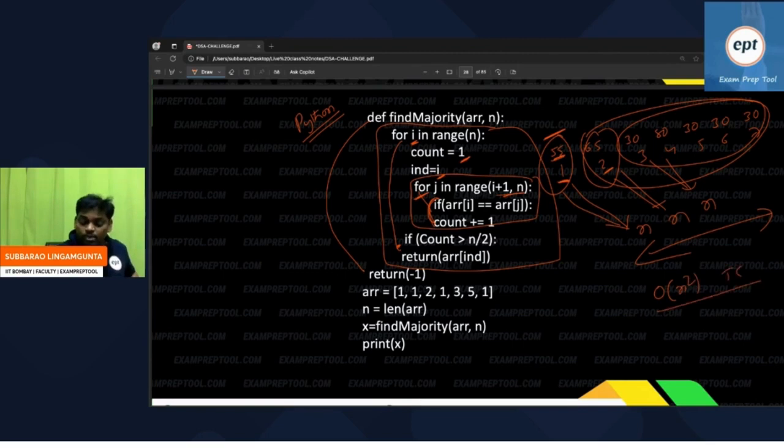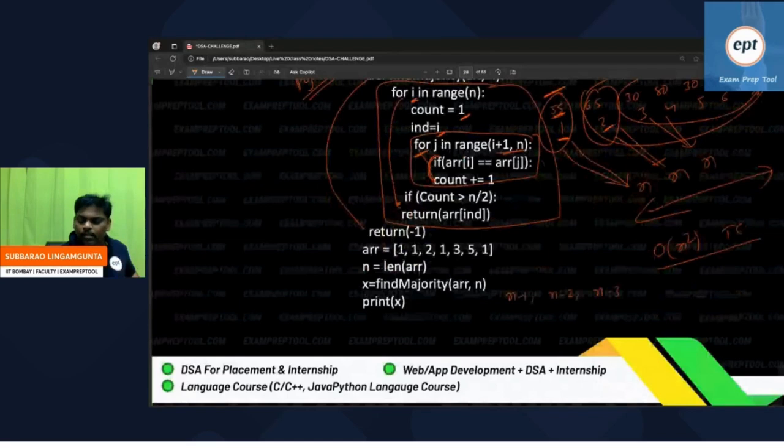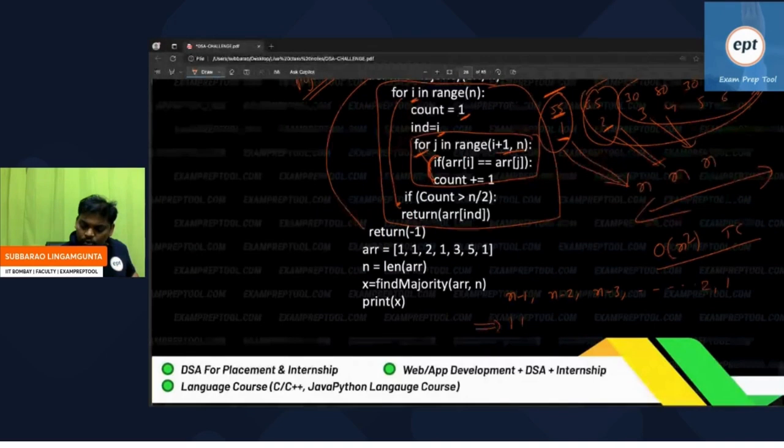To be frank, first person, n minus 1 comparisons. Second one, n minus 2 comparisons. Third one, n minus 3 comparisons. And so on. Lastly, 2 and 1. It is the sum of n minus 1 natural numbers. Sum of n minus 1 natural numbers is n minus 1 into n by 2, which is going to be order of n square.